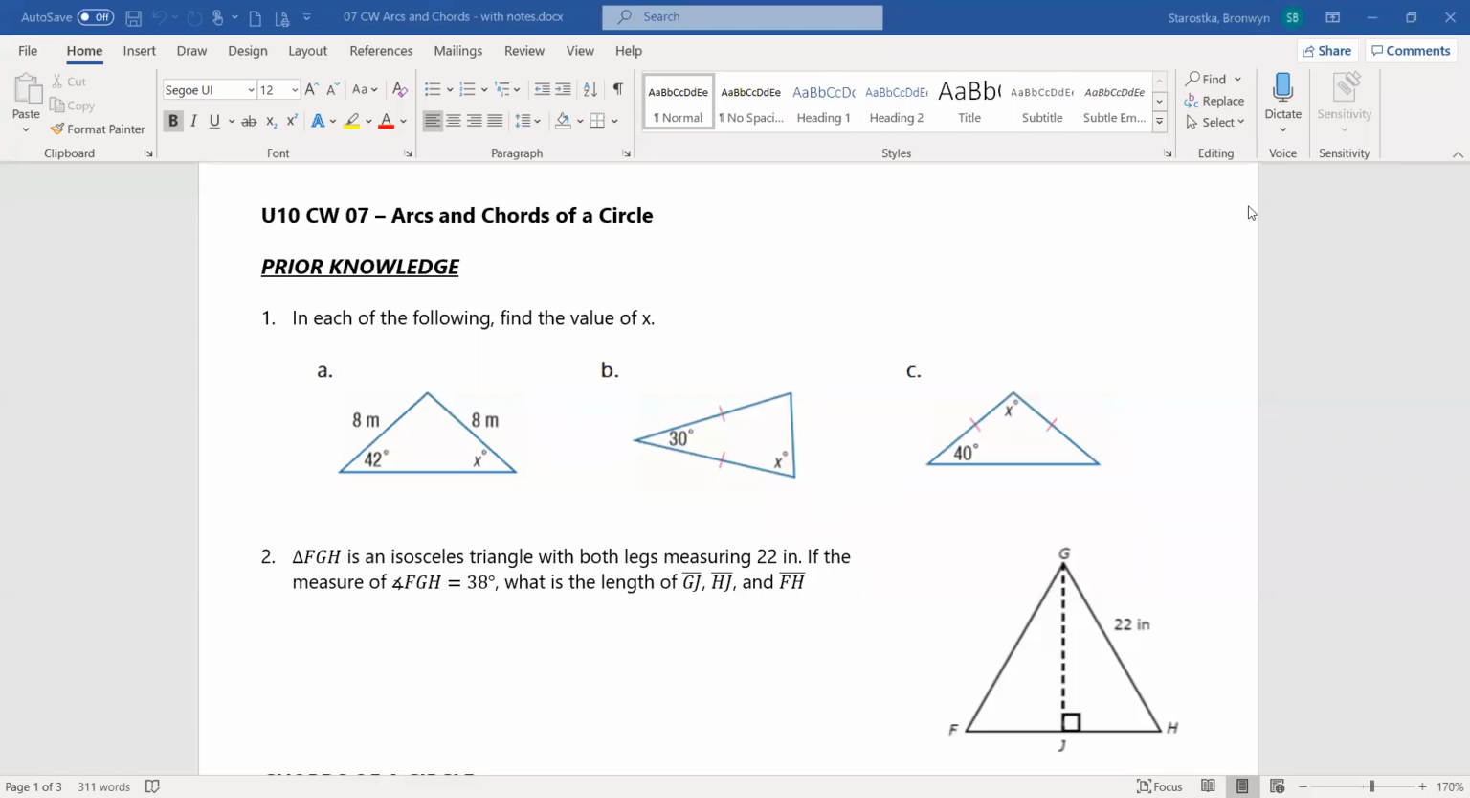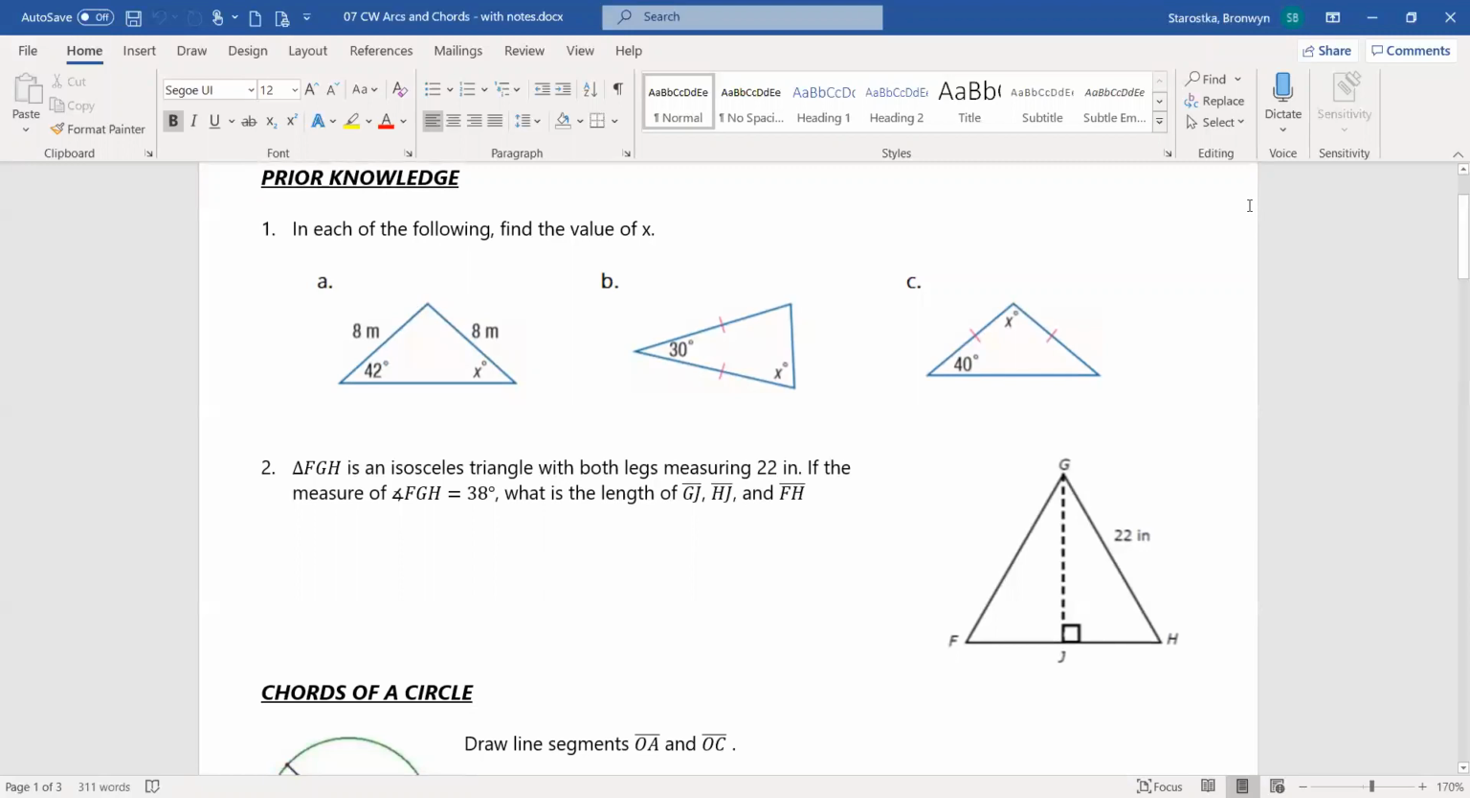Good morning. Today we're going to be working with arcs and chords of a circle. There are some specific properties that chords have in circles, and we're going to investigate those this week with our arcs. All right, so Chapter 10 or Unit 10, Classwork 7, Arcs and Chords of a Circle. We're going to do some prior knowledge first, and then we're going to dive into some of these properties.